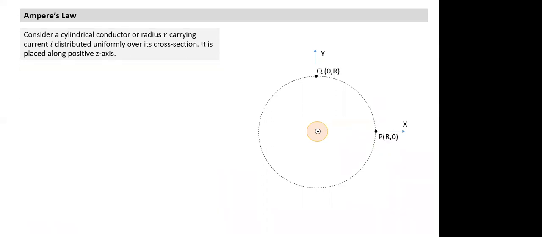Let's extend the same question. Again, it's a cylindrical conductor. Perhaps you can think of it as a long cylinder, just for symmetry, carrying current I, uniformly distributed over the cross section. It is placed along the positive z-axis. Same thing, the rest remains the same.